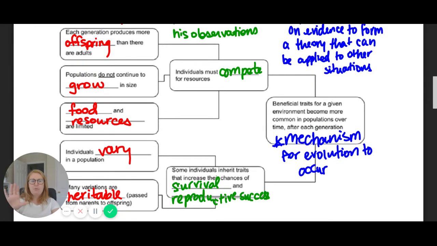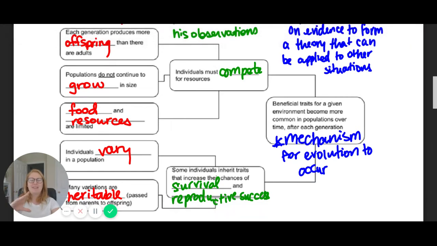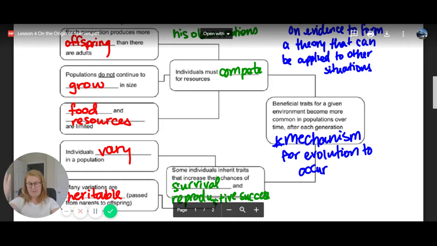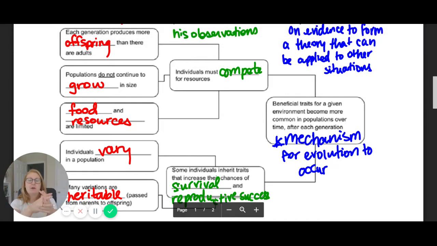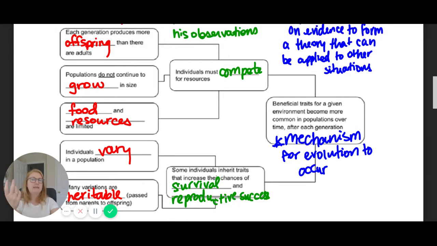So he uses these two big concepts here to come up with his theory of evolution by natural selection. Here I've sort of rewritten what we have just talked about, but putting them both together. So beneficial traits for a given environment become more common in populations over time after each generation. This is essentially the first time we've had a real mechanism, real steps for how evolution occurs. So this turns out to be his theory of natural selection. He sees that these traits that are good in a given environment are going to become more and more popular as time goes on.